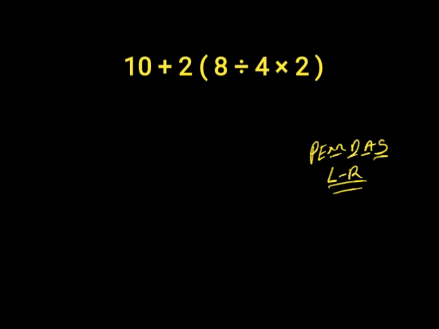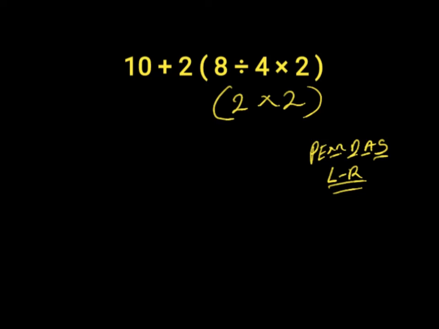First of all, we are going to solve our parentheses, which is 8 divided by 4 times 2. In our parentheses, we have a division and a multiplication. So division and multiplication have equal priority. We are going to work from our left to our right. 8 divided by 4 will give us 2. Then we have 2 times 2. Put it down in our parentheses.